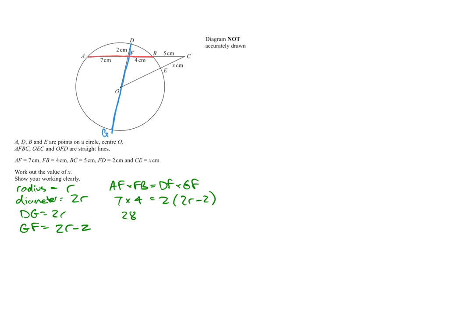So let's tidy this up. I've got 28 equals 4R minus 4. 4R will equal 32. So my radius is equal to 8 centimeters. It's a nice little trick to work out the radius of the actual circle itself.